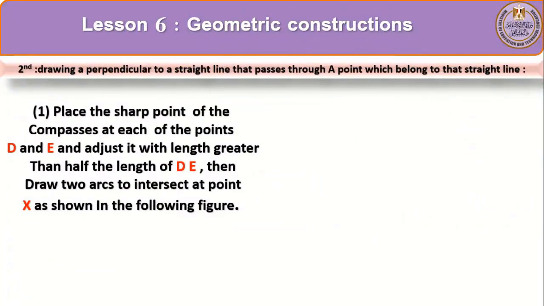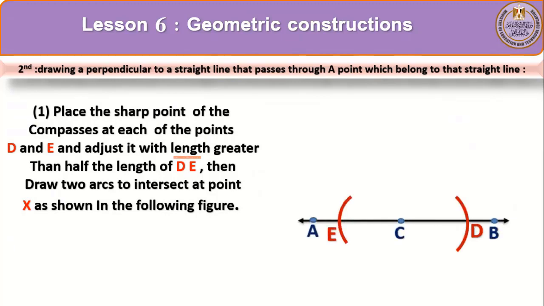After that, the second step, we place the sharp point of the compass at each of the points D and E and adjust it with length greater than half the length of DE. Then draw two arcs to intersect at point X as shown in the following figure.